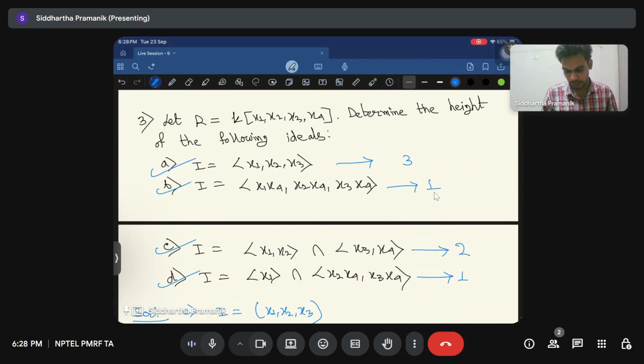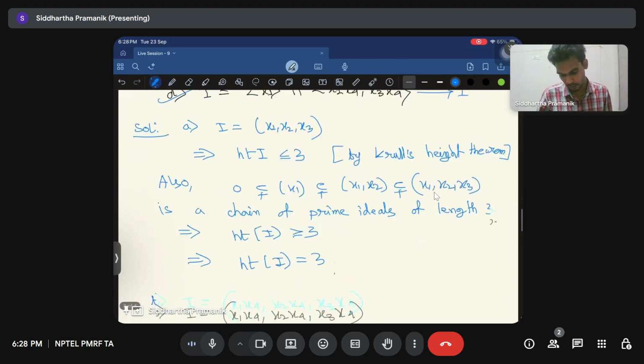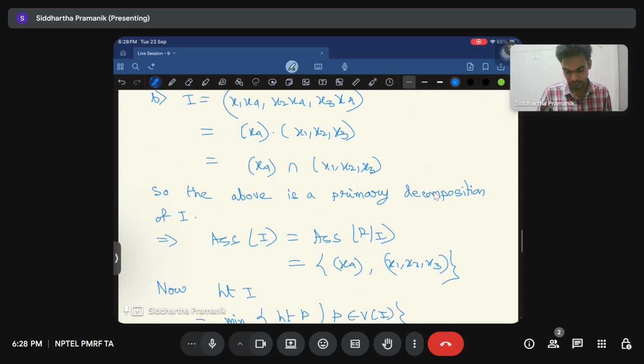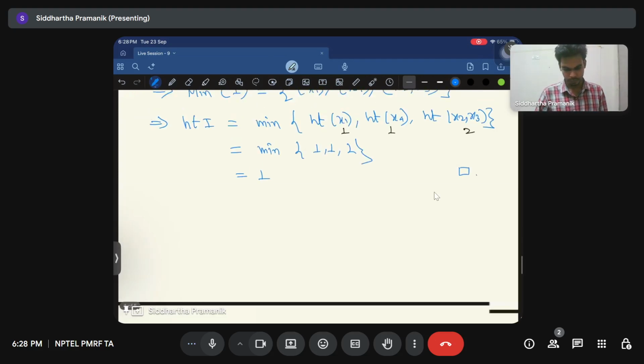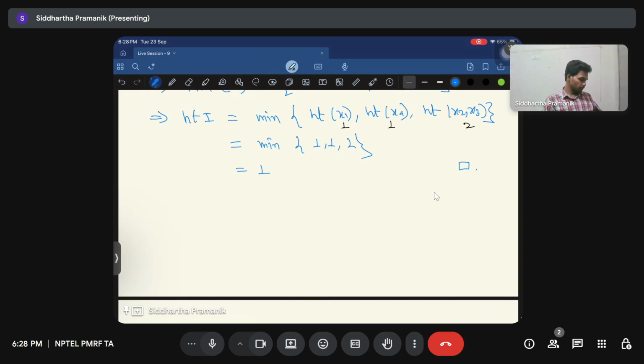So this is one method to compute the height of ideals. Also, we can compute it in Macaulay too. So you may search the web for the command for that. Okay, let's move on.